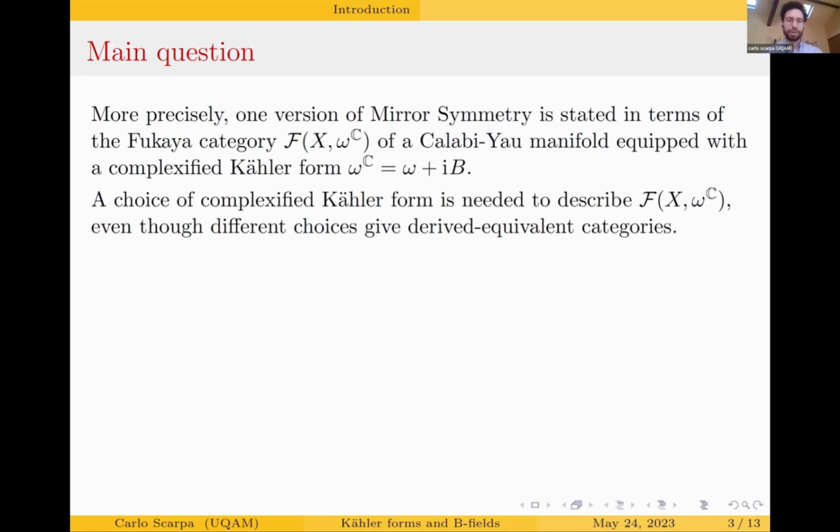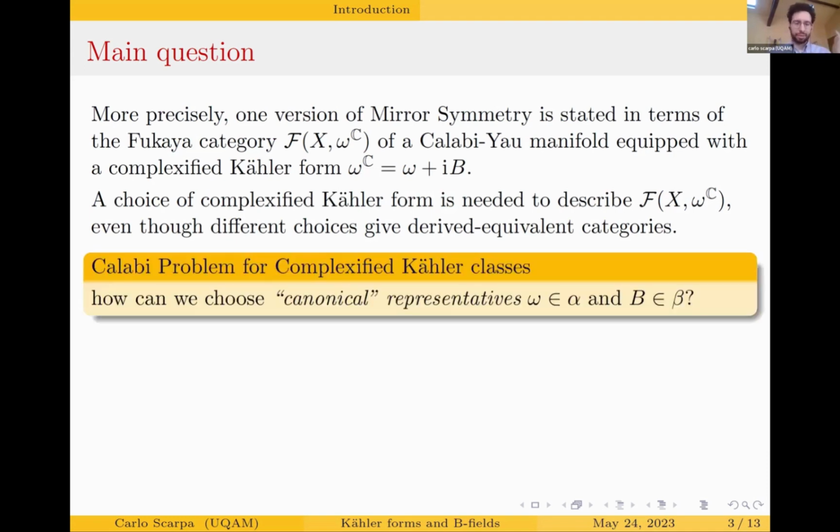But somehow, if you want to extract some geometric information from this category, or rather, if you would like to find maybe some special elements of this big space, then you need to fix a complexified Kähler form in our complexified class. So the question that we are going to see today, and that hopefully I'm going to convince you is an interesting problem, is how can we choose some representatives of this complexified Kähler class.